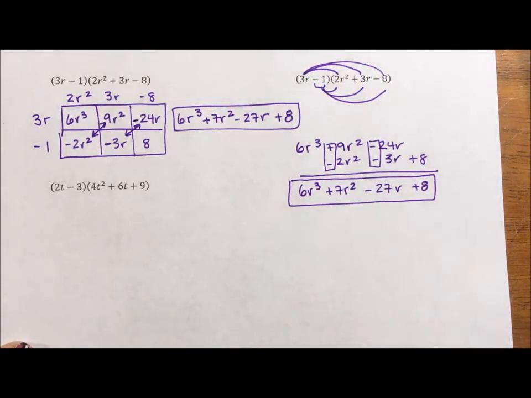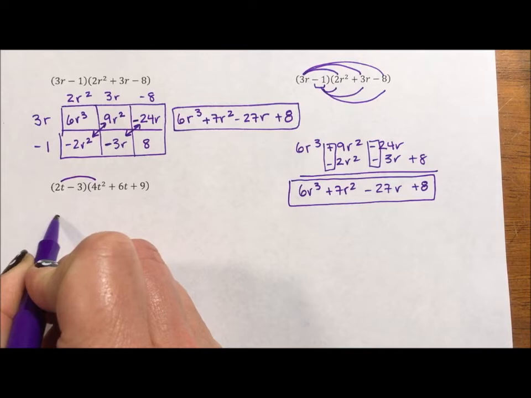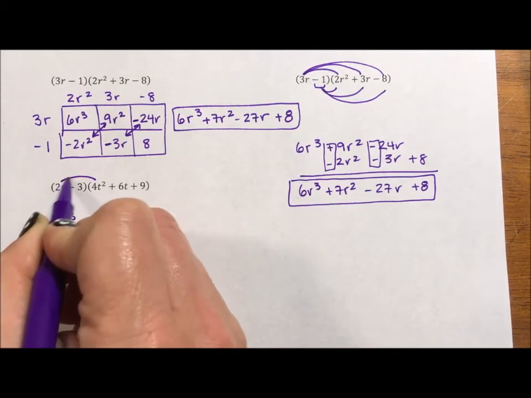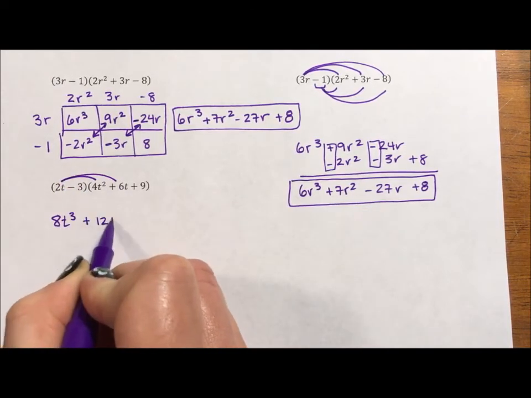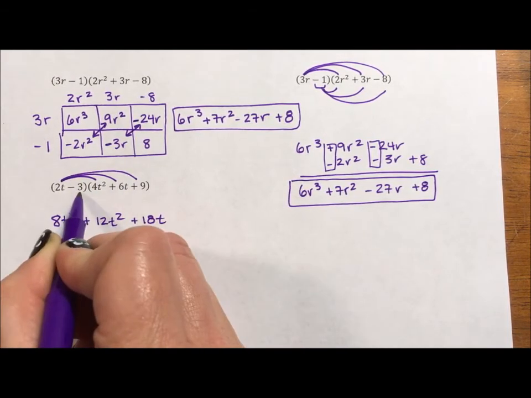That's it. Okay, last problem. I'm going to use this method on this problem. I'm going to multiply these. I'm going to get an 8t cubed, 12t squared, 18t. Now I'm going to stack.